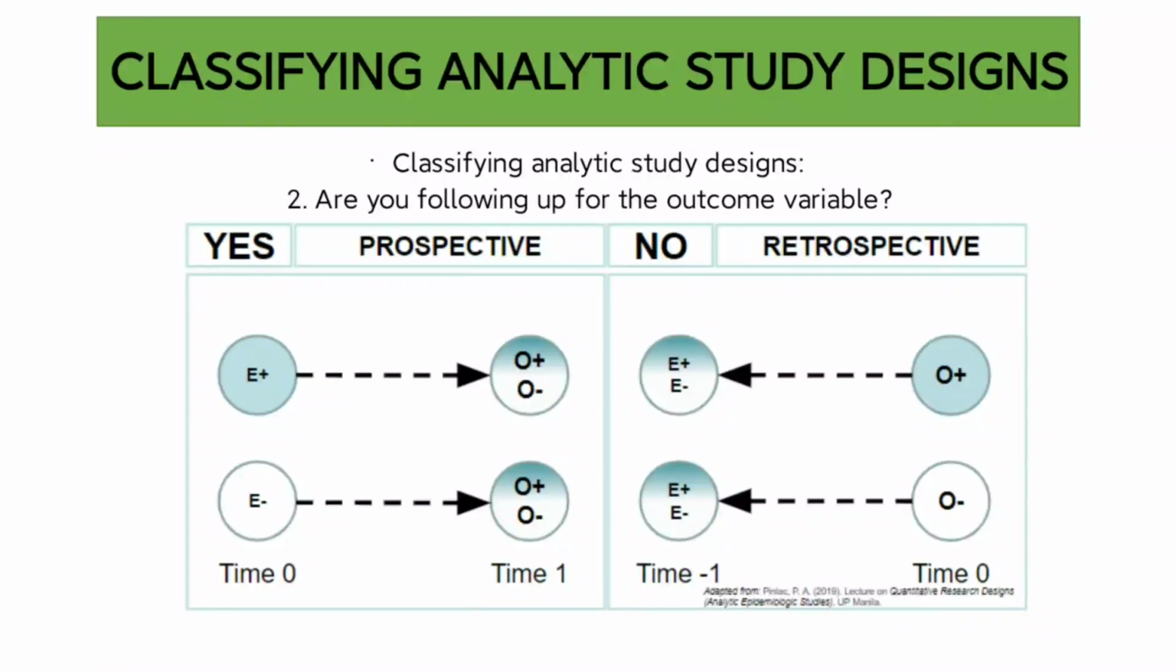Yung isa naman is the retrospective. So, if your answer dito sa question ito is no, ang gagawin mo is retrospective. In the retrospective naman, yung time 0 mo, instead of exposure, ang time 0 mo is with outcome and without outcome. Okay? Yung may nangyari na, kumbaga, may nangyari na dun sa population mo. Meron ng outcome and meron ng without outcome. Now, you just go back in time.